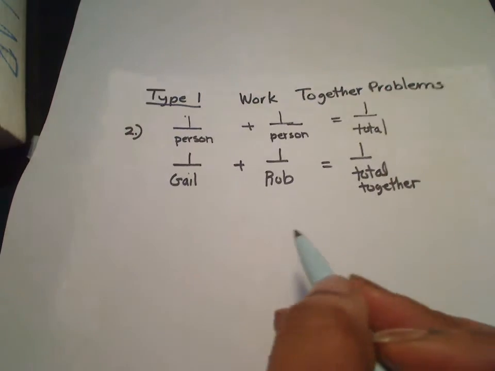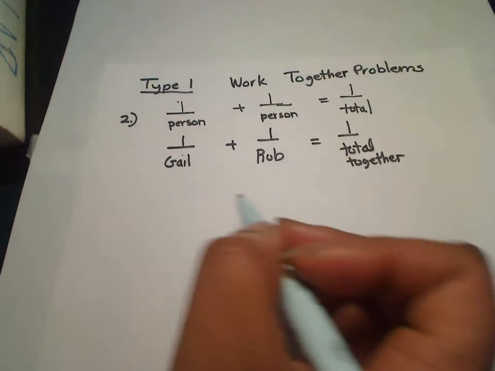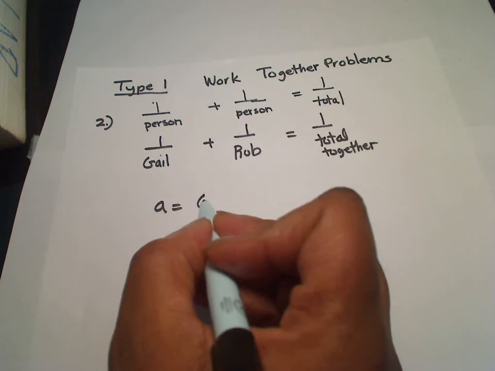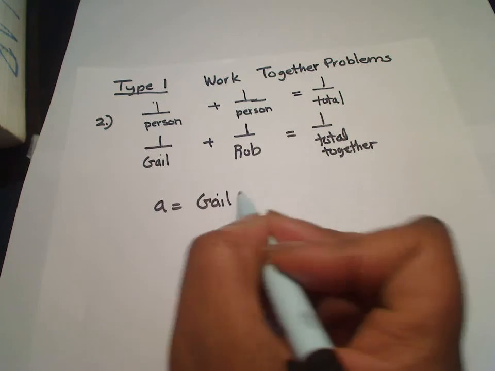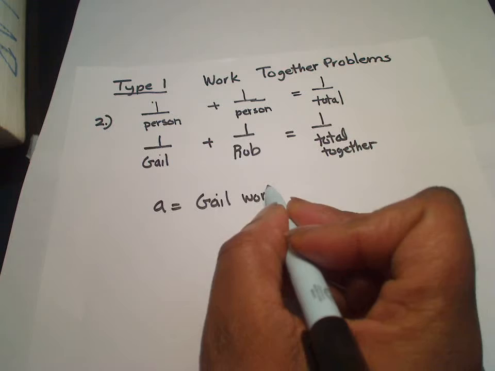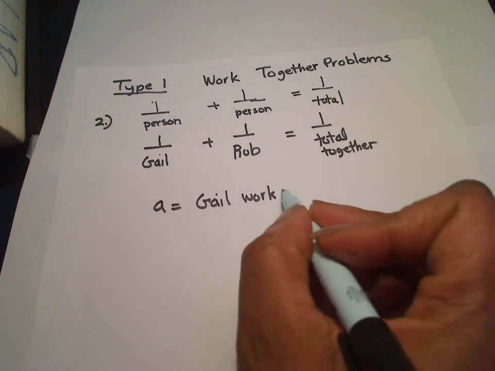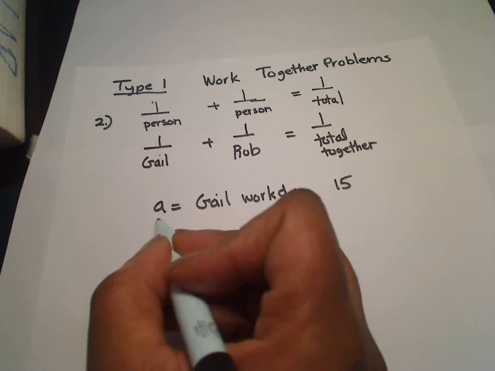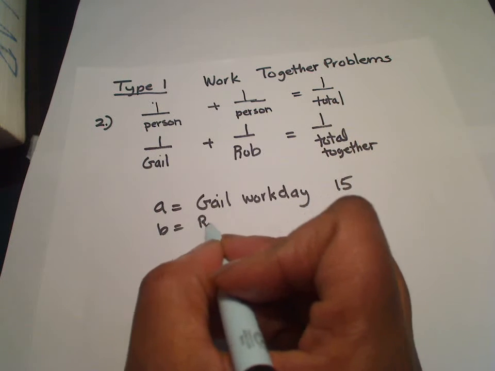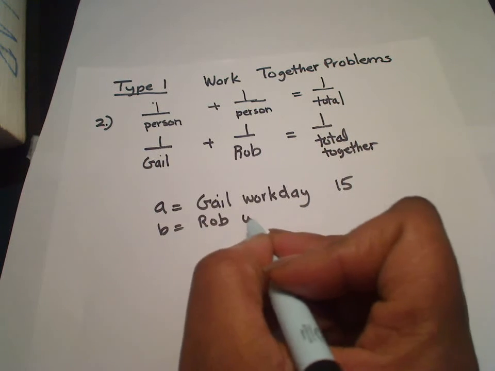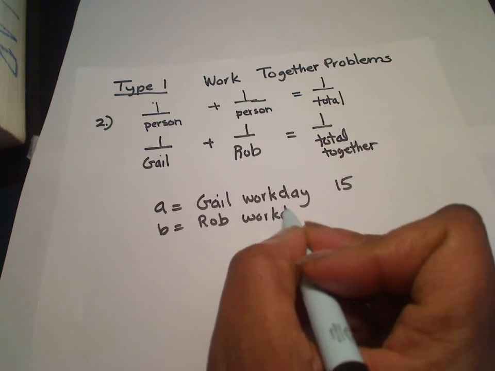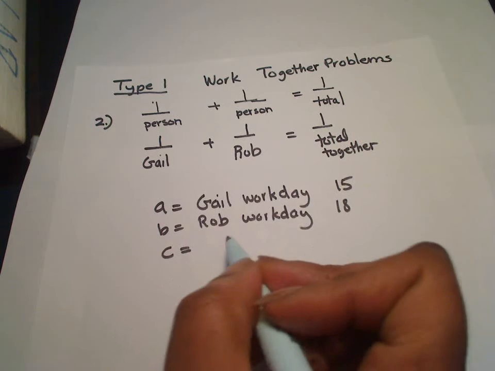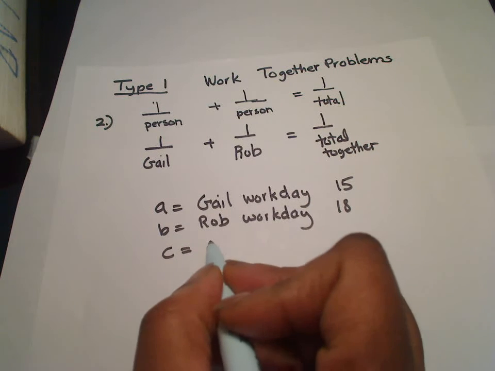Okay, now if you take a look, I'm going to use the variable A to be equal to Gail's work days. And if you notice, she's going to work 15 days. B is going to be Rob, whose work days is 18, and C is what it would take them working together.